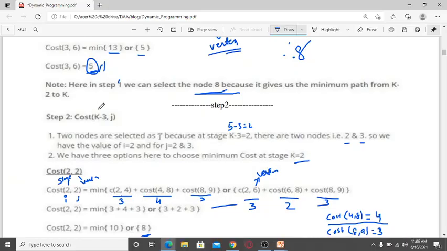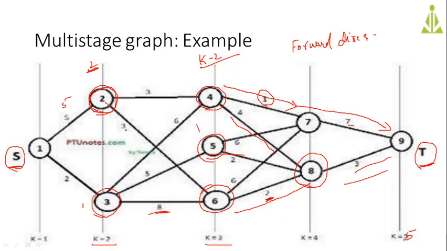Next, if you go from 5 to 8, 8 to 9, that is also a minimum, and 6 to 8, 8 to 9, this is also a minimum. Compared to this 7, this is the minimum one from all these vertices. Okay.